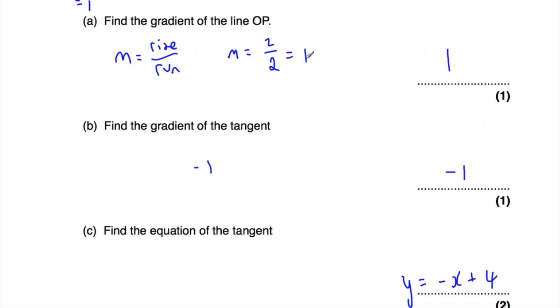So that's it. So part A, we were asked to find the gradient of OP, the radius, that was 1. In part B, we were asked to find the gradient of the tangent, that's the negative reciprocal of that, which would be -1. And then in part C, we were asked to find the equation of the tangent, which would be y equals -x plus 4, and that's it. Okay, let's look at our next question, question number 2.